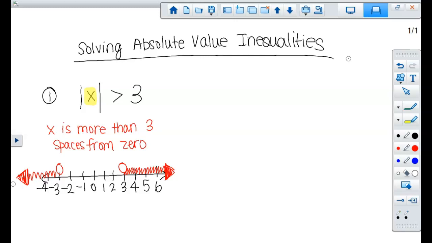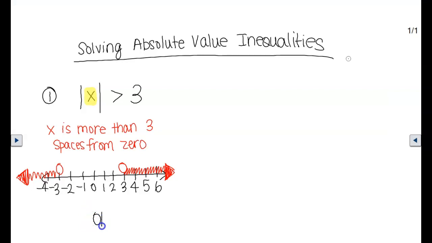Now I hope as you look at this that you're seeing something that you recognize. This graph is a set of airplane wings. And we know that airplane wings go with compound inequalities. This would be an OR compound inequality. Now let's talk about the two parts of this OR compound inequality.